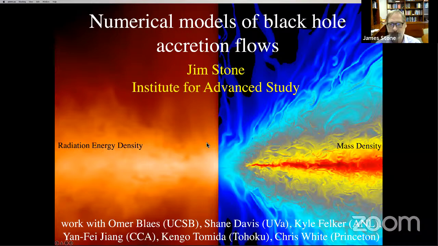And so there's been some presentations made by many of my collaborators here, which I'd like to acknowledge: Omer Blaze, Shane Davis, Kyle Felker, Yanfei Zhang now at the CCA, Kengo Tomita, Chris White. So it's an effort that's involved many people and over many years to get to the point where we are beginning to calculate these models with full physics that we think is important. So I wanted to just introduce these results and tell you why this is an important problem.